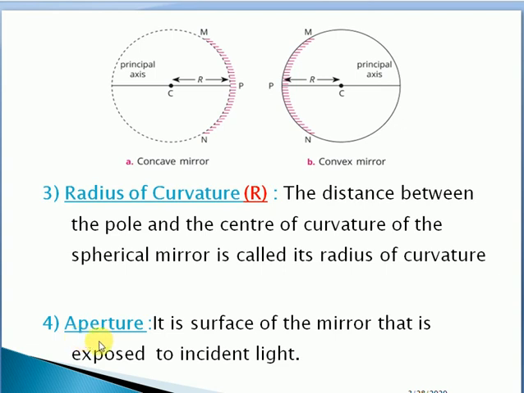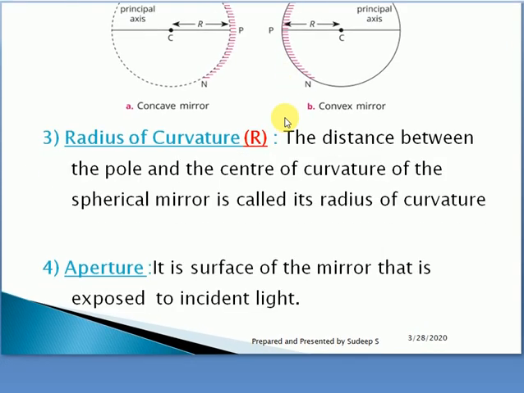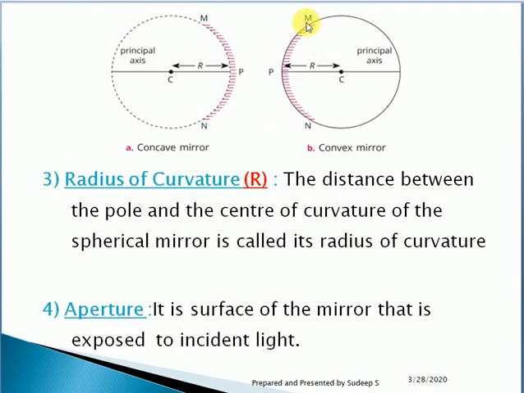Now aperture. Aperture is the surface of the mirror that is exposed to the incident light. In the case of a concave mirror, it is MN. Here, the reflecting surface MN is the aperture. Similarly, for a convex mirror, the reflecting side, the MN, is the aperture.